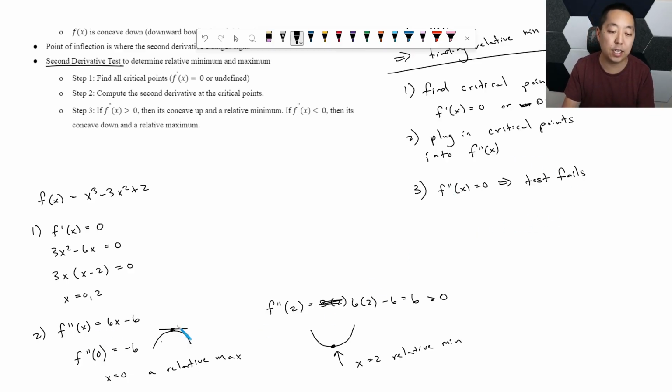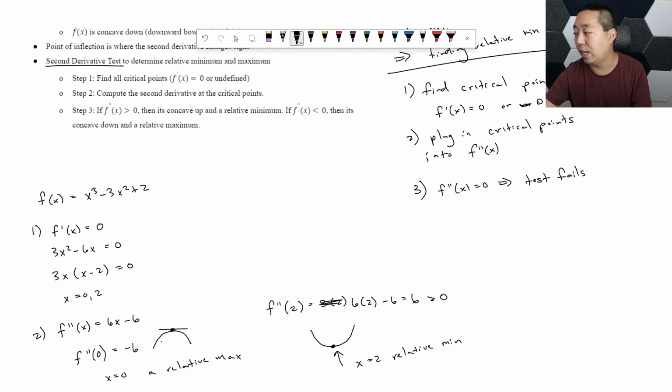If you plug in the second derivative and you can't find the concavity, it doesn't mean it's neither. It doesn't mean it's not a min, or not a max. It just means that we cannot tell from the second derivative test whether it's a min or a max there. Okay, and so we'll do a few more examples of finding the points of inflection as well as applying the second derivative test.